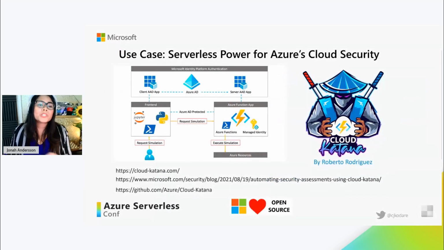And then next, I want to share with you this use case that I'm proud to be part of and to contribute to. It's the power of serverless for Azure's cloud security. It's called Cloud Katana by Roberto Rodriguez. I believe one of our hosts, Barbara, is also helping in this project. What it does is use Azure Functions, specifically durable functions, to simulate attack and defense in the Azure environment.